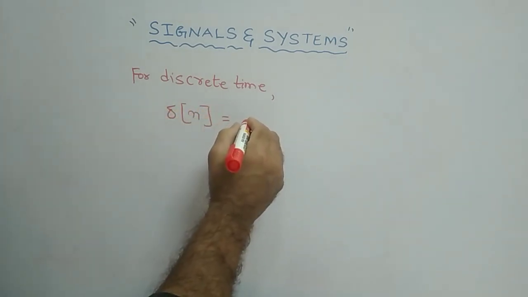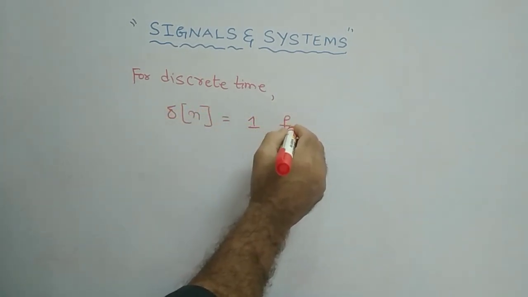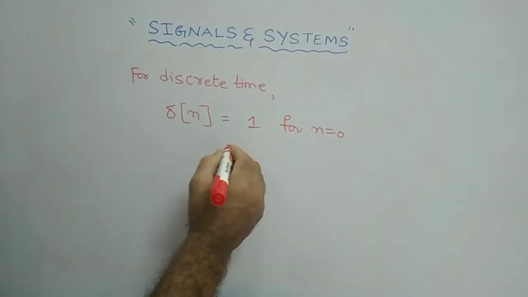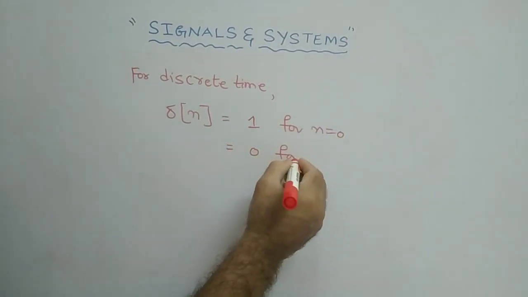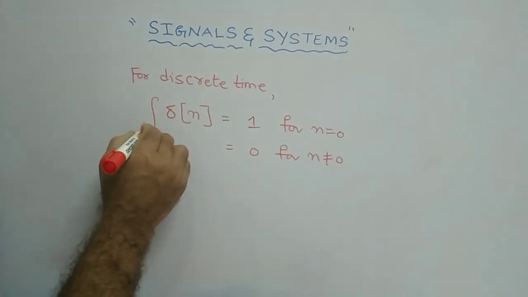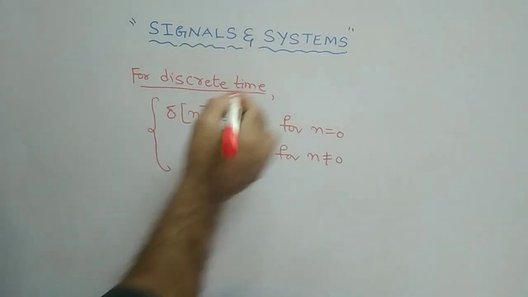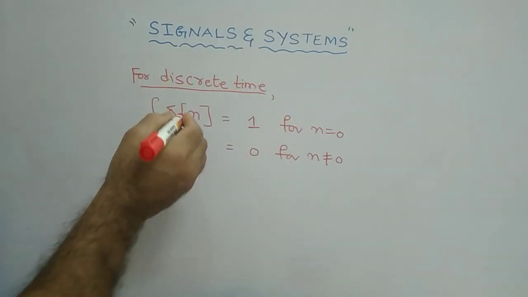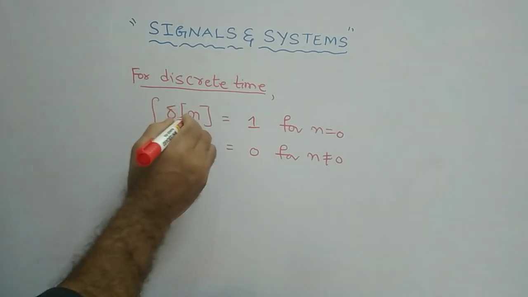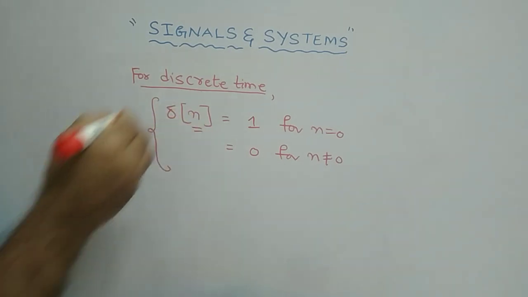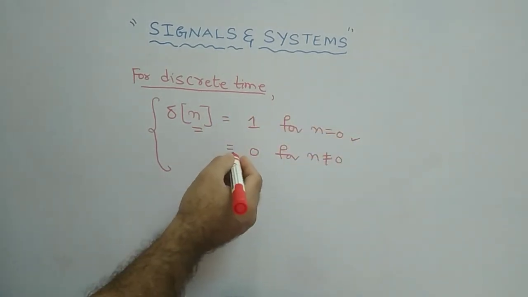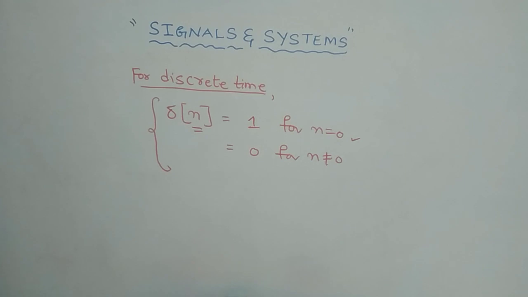Delta of n is equal to 1 for n equal to 0, where n is the discrete time, and it is 0 for n not equal to 0. This is the definition of the unit impulse function for discrete time. Same as previous, instead of delta of t, I am taking it as n. N is the discrete time. Therefore, delta of n is equal to 1 for n equal to 0, and it is 0 for n not equal to 0. Clear?